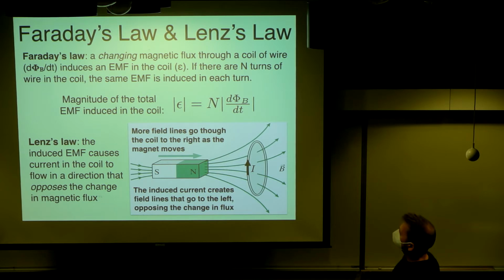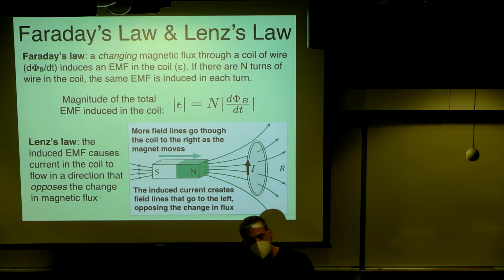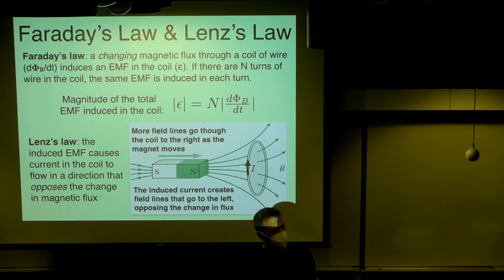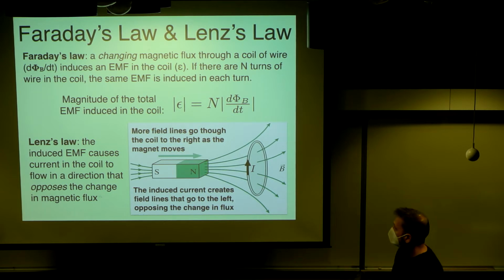The other thing to note is that sometimes if we have a coil of wire, we're not just going to loop it around one time. Oftentimes we wrap several turns of wire around the same coil. It turns out if there are N turns of wire, the same EMF gets induced in each one. So there's a multiplicative thing going on where if I have 10 turns of wire, I get 10 times the EMF induced as if I just had 1 turn, okay?